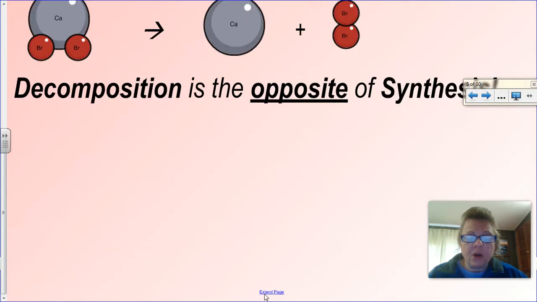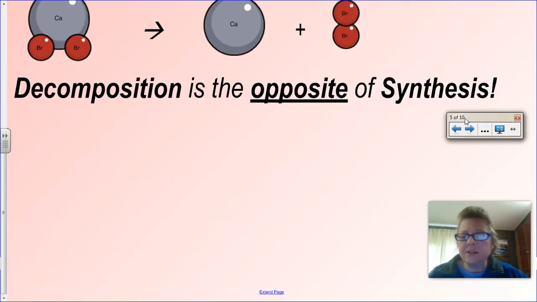So if you recall from yesterday, we looked at synthesis reactions. Synthesis and decomposition are exact opposites of each other. With synthesis, we had two simple substances coming together and bonding to form one product. Here, we have one reactant breaking apart into two simpler substances.